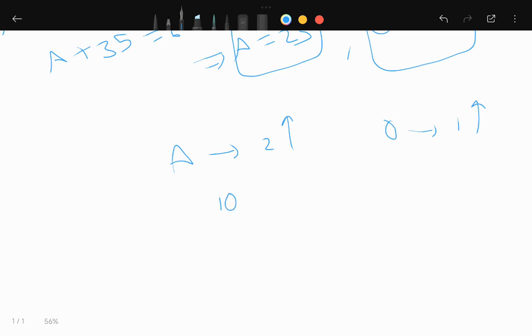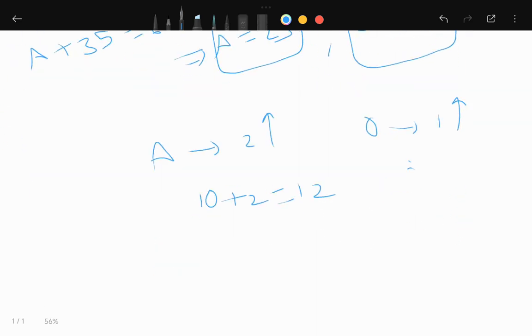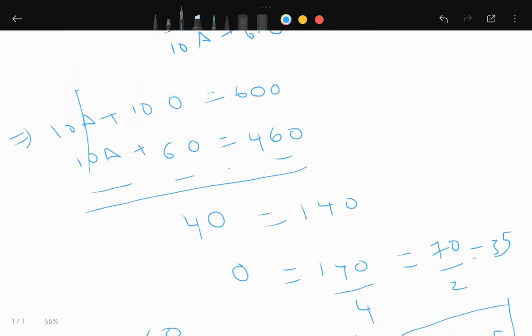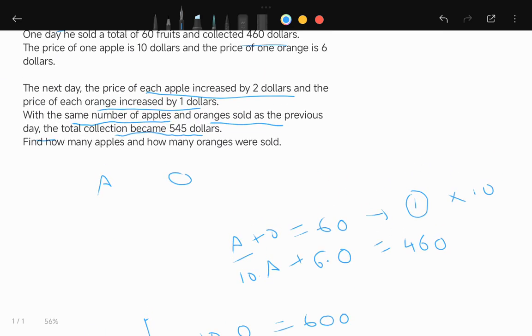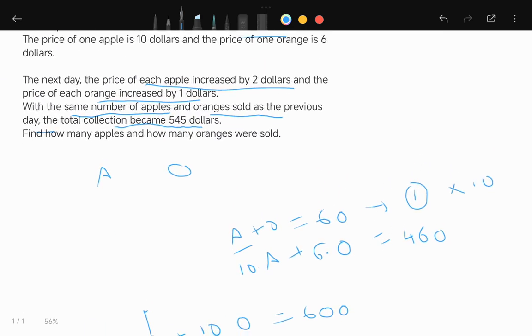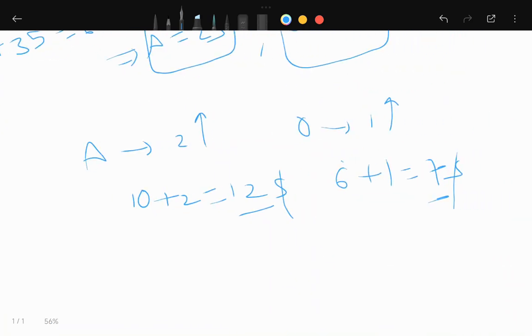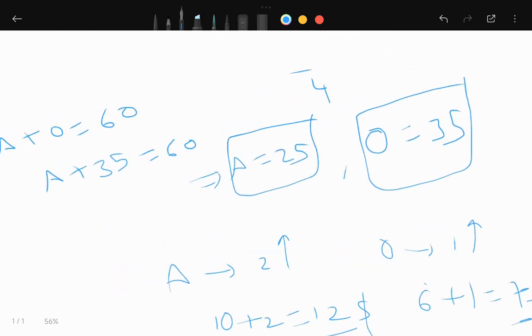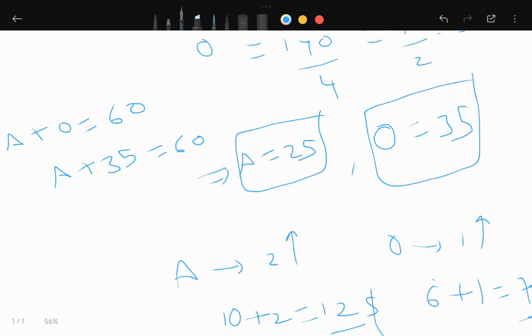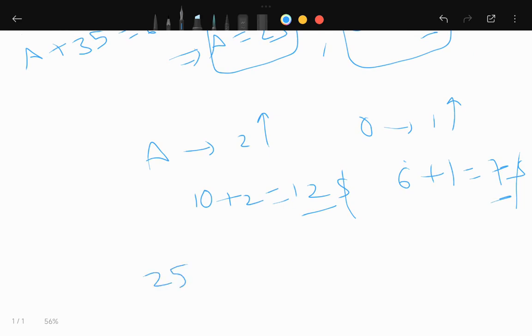So the apple price increased by $2, and the orange price increased by $1. The cost of an apple previously was 10, now $2 increased, becomes 12, whereas an orange was 6, now $1 increased, becomes $7. But the quantity remains the same because the same number of apples and oranges were sold. So now let us calculate. The quantity is 25 apples and 35 oranges, right? 25 into 12 plus 35 into 7.